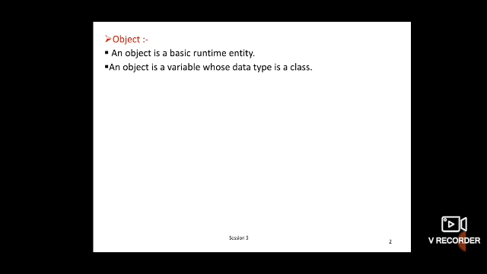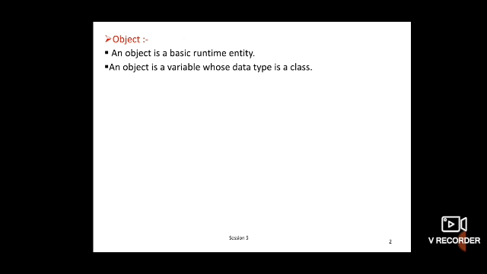So let us see what we mean by object. I think you already know what an object is. An object is a basic runtime entity, and an object is a variable. Why is it called a variable? Because when a class is used, functions in the class are accessed through an object. So first create an object for that class and then access the functions declared in that class. So an object is a variable.